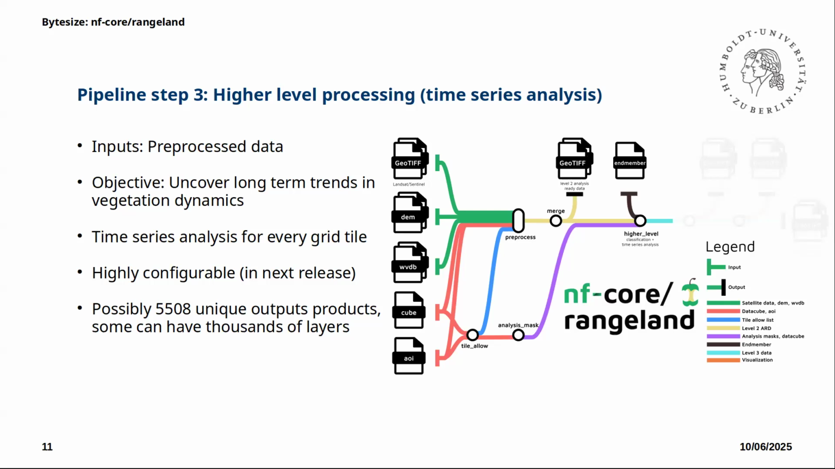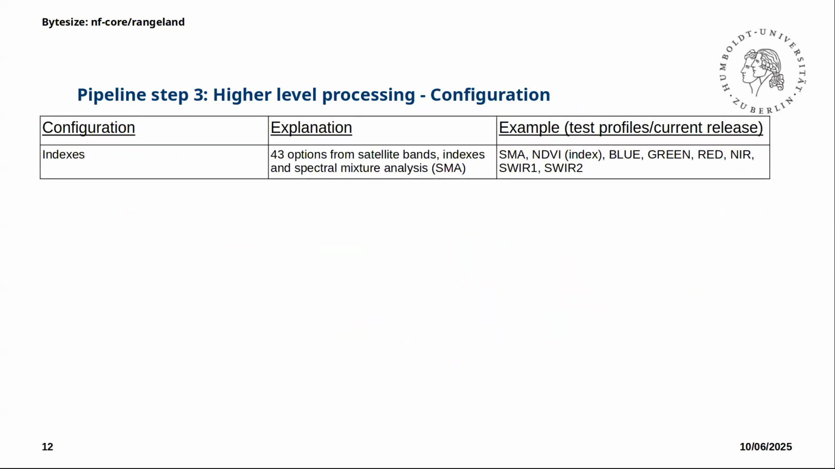So next up, we have the higher level processing, which in this case is a time series analysis. And this gets the pre-processed satellite data. And we want to uncover the trends in vegetation dynamics here. So this is done for every single tile of the grid, and it gets all of the pre-processed imagery for one of these grid tiles. And so this will be highly configurable in the next release, and I want to shed some light on the abilities that this module actually has.